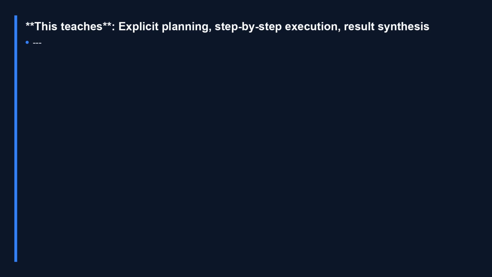The 3 things this pattern teaches: make the plan explicit before acting, execute steps in order without skipping ahead, and synthesize a final answer only after all evidence is gathered. That last point is the hardest to train. Models naturally want to answer immediately. Explicit planning examples override that tendency.